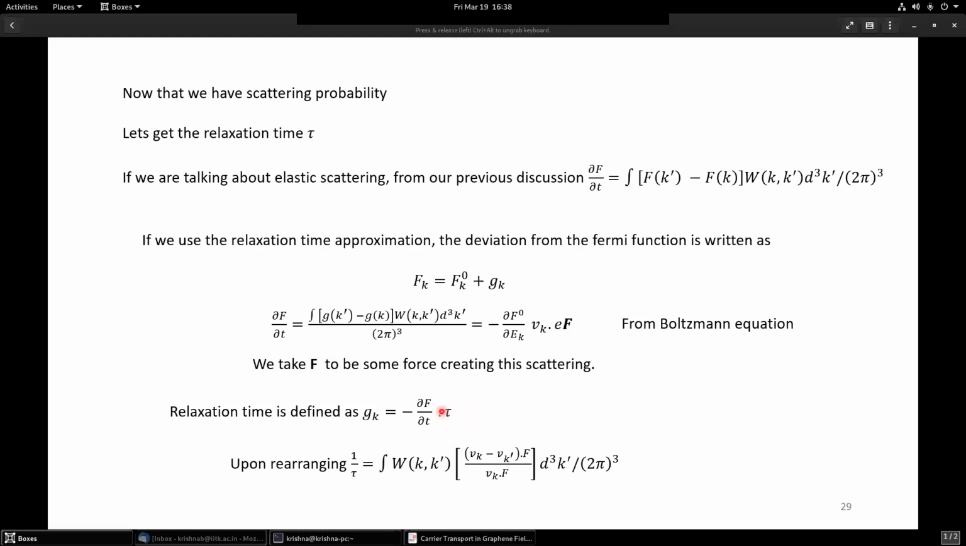If we go back to our previous slides, g_k was basically written as small delta f, but it is just a small nomenclature change. So when we rearrange this equation, we get 1 by tau, which is the relaxation time constant, written as the integral of W(k, k prime) times (v_k minus v_k prime), this is the velocity, right? And the orientation of this velocity dotted with F, that is the direction in which the force exists, and what is the change in the velocity between k and k prime. So this is the total integral, and upon this dot product depends the mean lifetime tau.